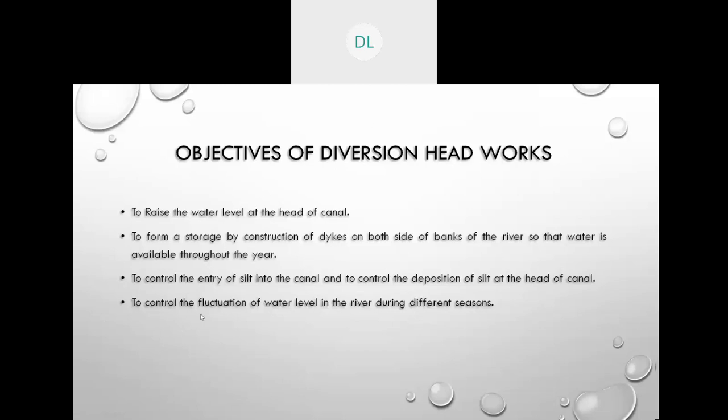And the fourth is to control the fluctuation of water level in the river during different seasons.